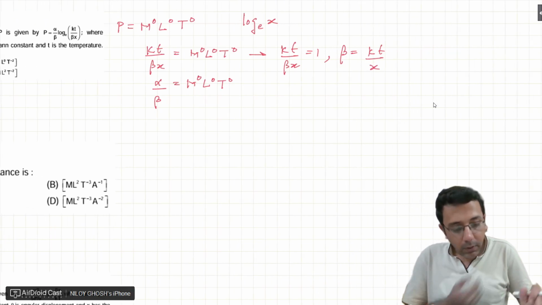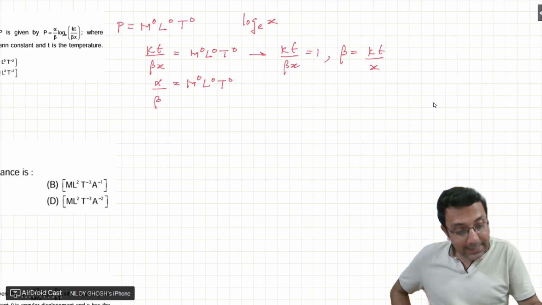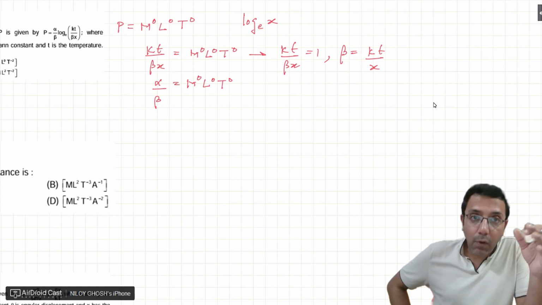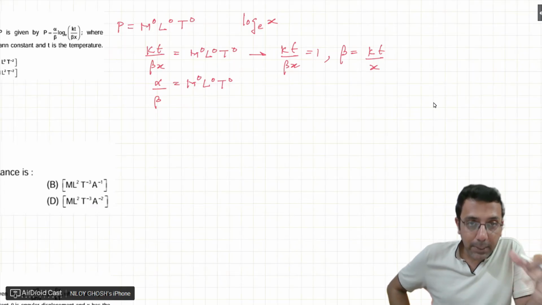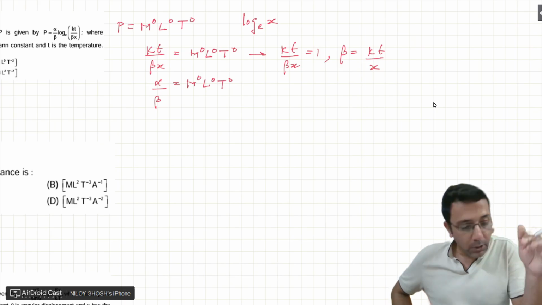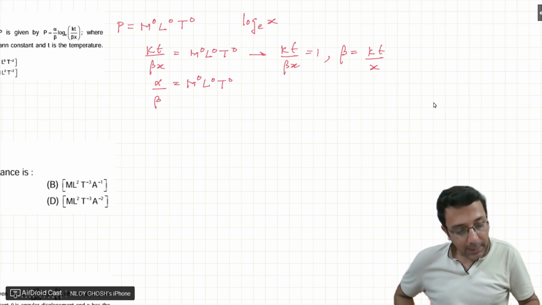Okay. Now beta equals kt by x, where k is the Stefan-Boltzmann constant, it is given. We have already derived the dimensions of the Stefan-Boltzmann constant in my earlier episode, so I'm not going to derive it once again for want of time. You may refer to my earlier episodes should you wish to.